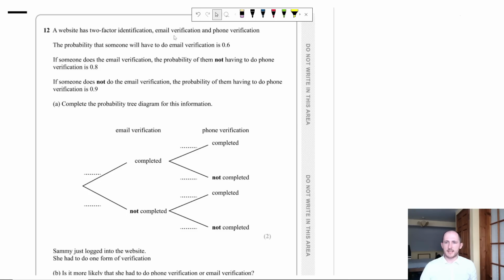Okay, so it says the probability that someone has to do email is 0.6, so that'd be 0.6 here. And because the branches have to add up to 1, the probability that they don't have to do it is 0.4.